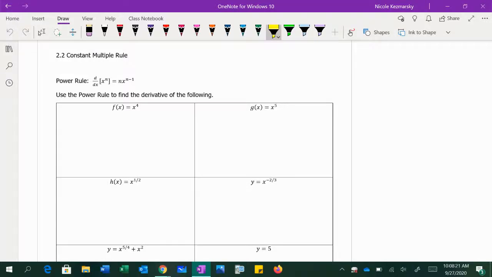This is 2.2, the constant multiple rule. So in this section, we're going to start to build more of our derivative rules as we define functions with function equations. So this first rule is the power rule, and we saw this start to develop in the last section as we were dealing with the definition of the derivative. In the power rule, a power function is x with a constant exponent. So this n value right here is a constant.